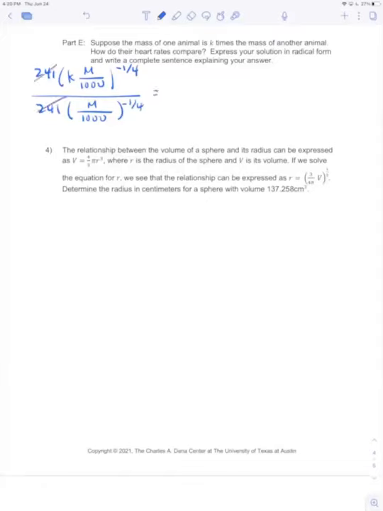Now, start simplifying this. We can do the same kind of thing. We are back to the numerator. We get k to the -1/4 power, and then we have the fraction m over 1,000 to the -1/4 over m over 1,000 to the -1/4. And these cancel, we can see that, and we're left with k to the -1/4 power, that's a negative sign, and we want to express our answer in radical form. So we have 1 over the 4th root of k.